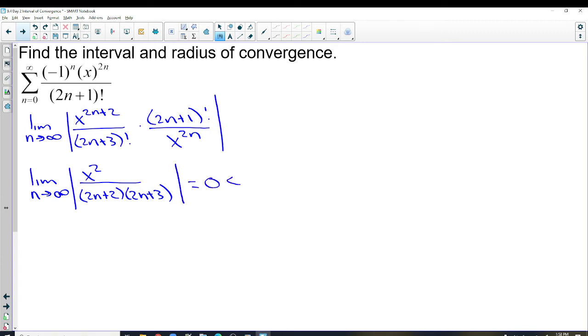That's 0, which is less than 1. So the interval of convergence is negative infinity to infinity, because this will always go to 0. And the radius of convergence is infinity. So that's kind of the other type. So we have had a nice interval. We've had the infinite one.